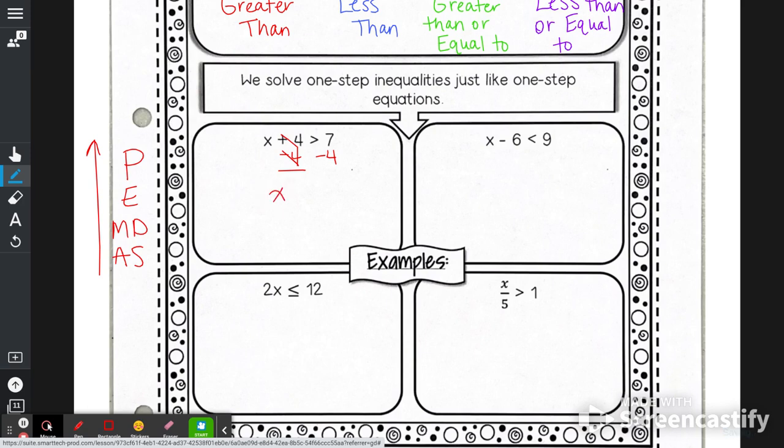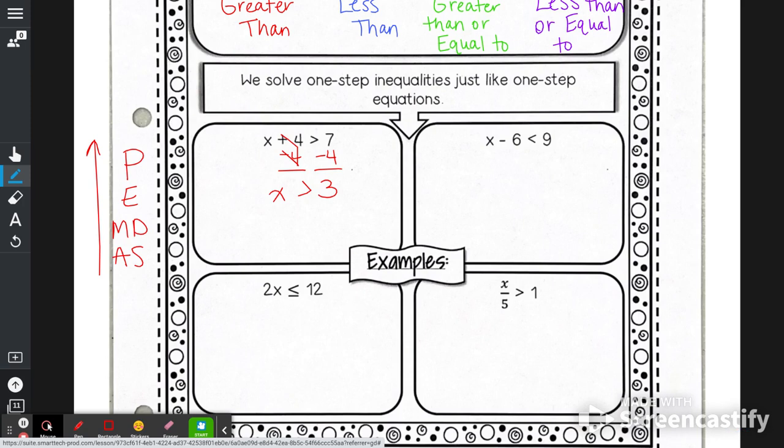We bring our inequality sign straight down, just like we do whenever we are adding or subtracting and we have our equal sign. And then we have 7 minus 4. So what is 7 minus 4? 3. Positive 3. Absolutely. So now our answer is x is greater than 3.